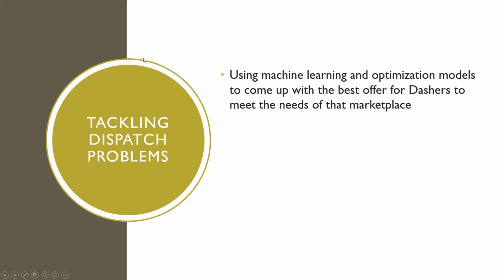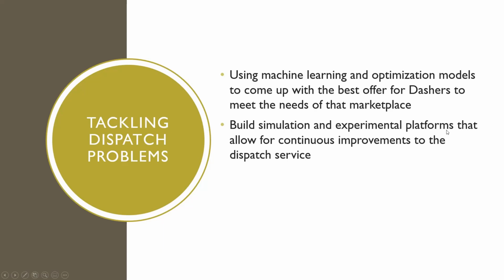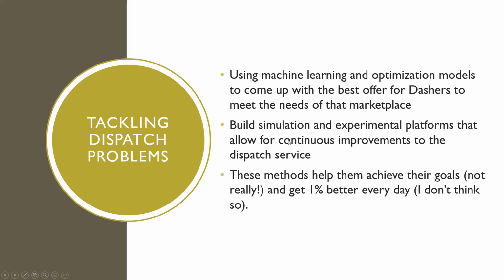Tackling dispatch problems. Using machine learning and optimization models to come up with the best offer for dashers to meet the needs of the marketplace. This is the interesting part. They build simulation and experimental platforms that allow for continuous improvements to the dispatch service. These methods help them achieve their goals, and I put in there, not really. I don't think they're meeting their goals of making us all happy and making it so the offers are accepted quickly. Let's see. These methods help them achieve their goals and get 1% better every day. Do they get 1% better every day? I don't think so, but that's their goal.